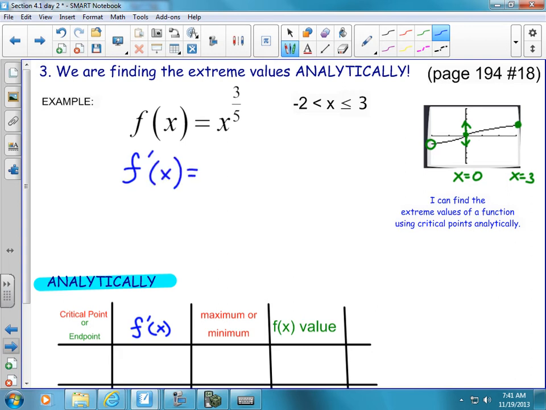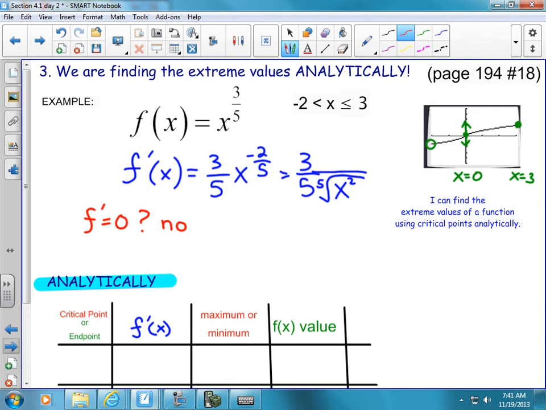The derivative of this function is 3/5 x to the negative 2/5. Which means, if I rewrite this, it's 3/5, and we have a negative 2/5 power, so the fifth root of x squared in the denominator. What that derivative function tells me is that x cannot equal 0, because the derivative does not exist at 0. Now, is there any place that the derivative equals 0? No. There are no places the derivative equals 0. You can't make that function equal 0.